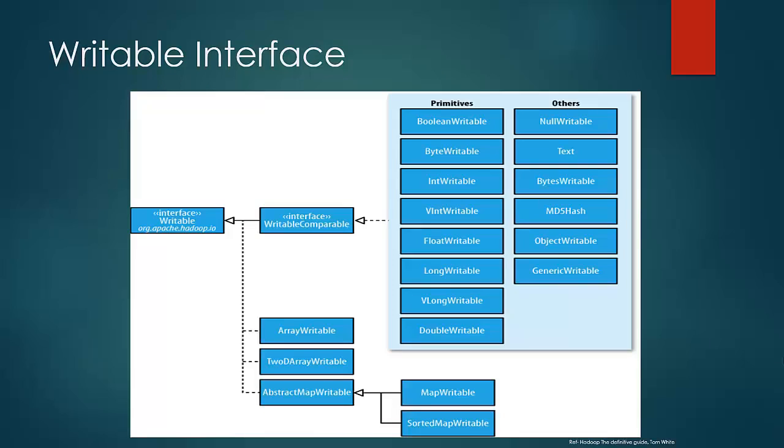Here, Writable is an interface. WritableComparable is an interface which implements Writable. And then we have data types which we use as keys and values in the MapReduce framework.